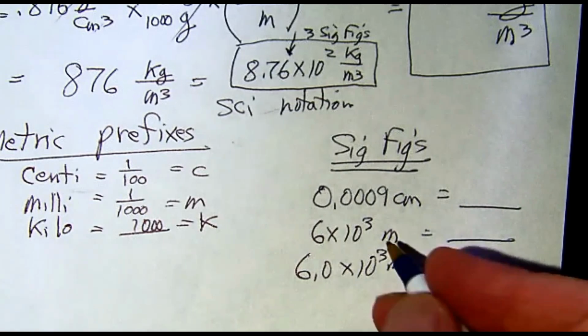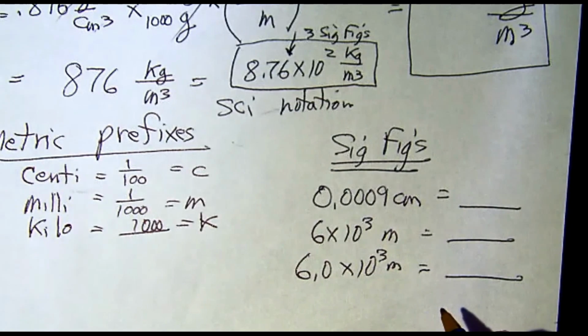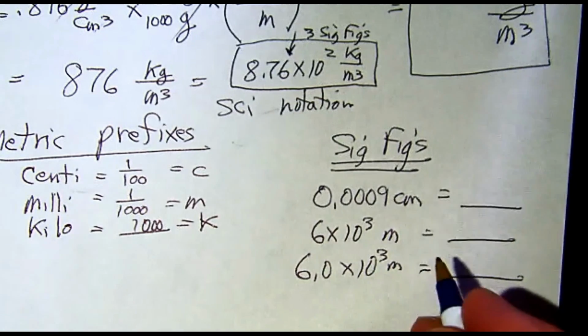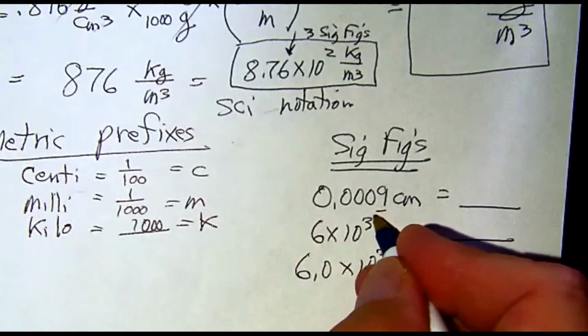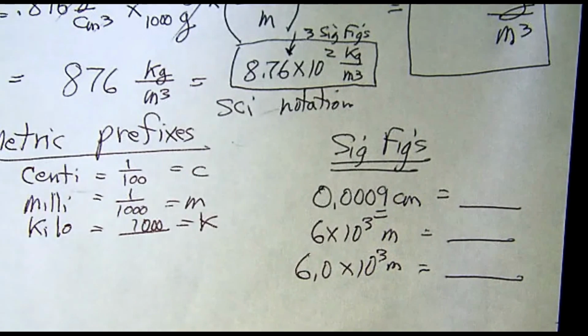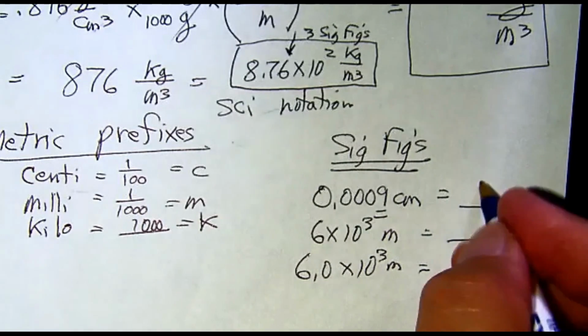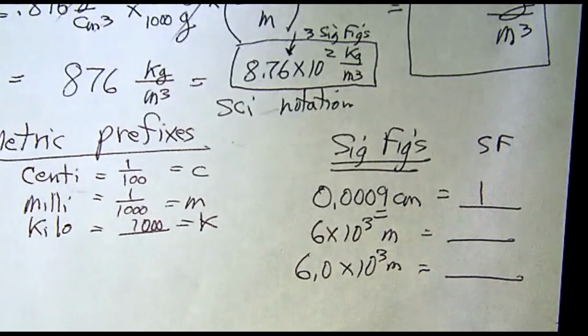All right, so the first thing I want to do is underline all the significant figures. I'm going to just underline that 9. Any zeros that are there to place the decimal point are not significant. So this is 1 sig fig. Please write it down, okay?